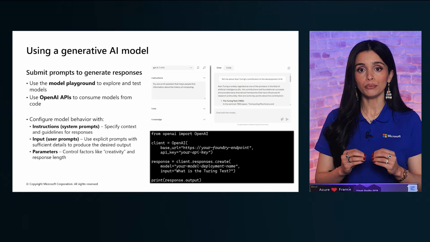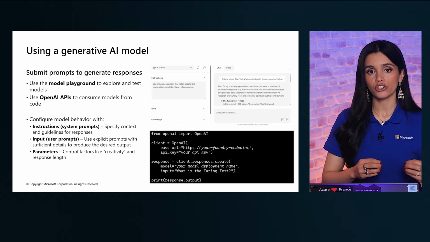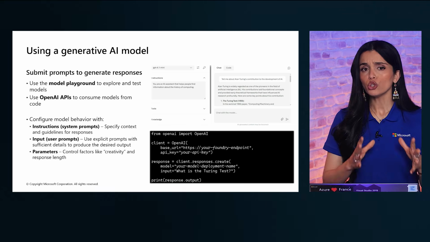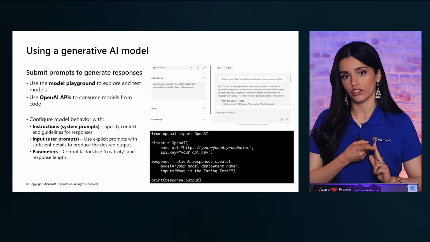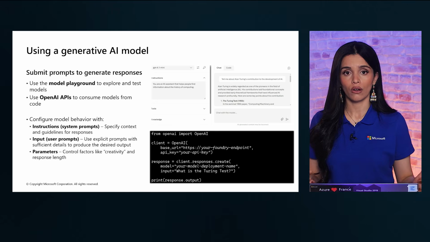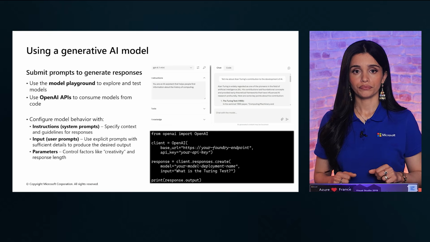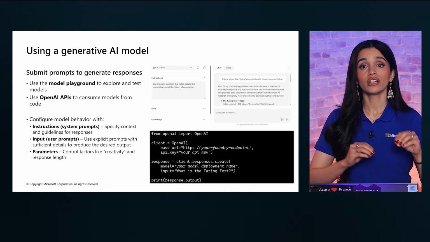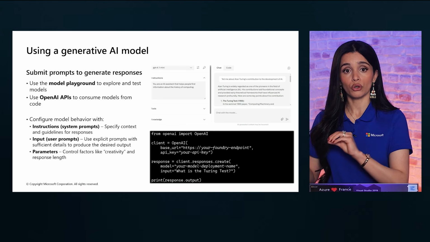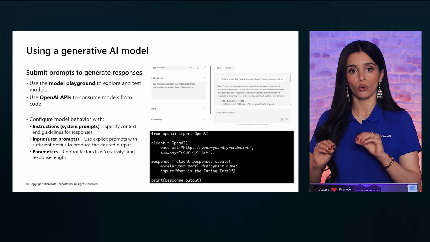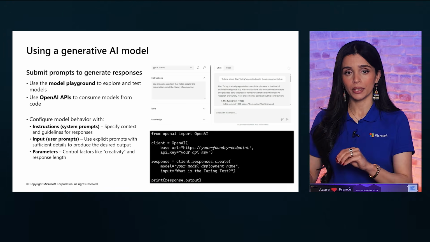Next, we have the input, or user prompt. This is what the user actually asks. Good prompts are always clear, specific, and context-rich. For example, rather than writing "write an email," in the prompt you would say, "write a friendly email reminding a colleague about a meeting tomorrow at 10 a.m." This prompt will get you a much better result.